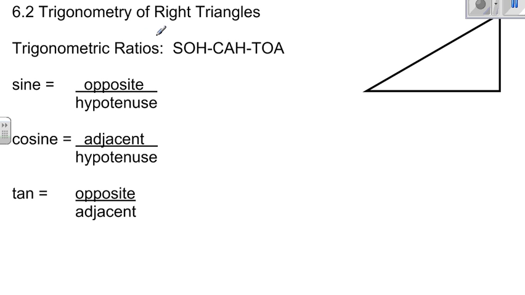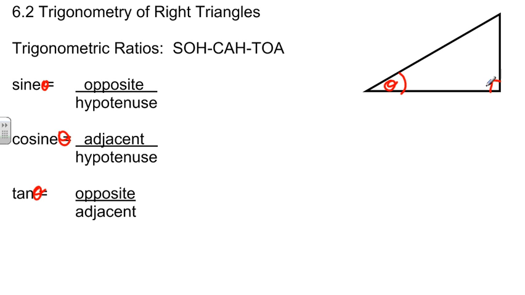Section 6.2, trigonometry of right triangles. The trigonometric ratios, or trig ratios, are: sine is opposite over hypotenuse. So we have to talk about an angle. Let's call this angle A. We'll just use theta, that's the usual symbol.